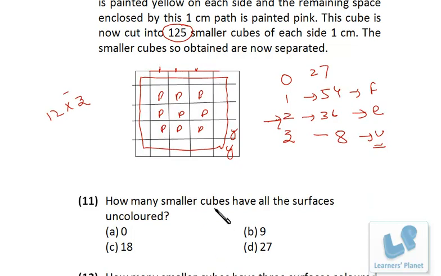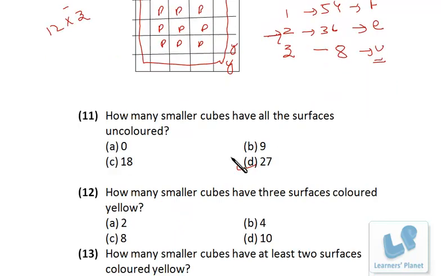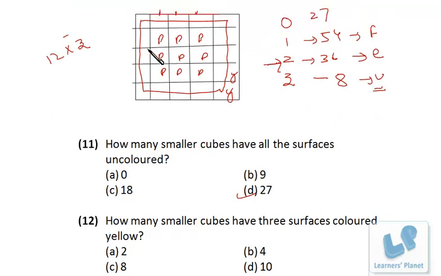Now the first one, how many smaller cubes have all the surfaces uncolored? 0, that's 27. How many smaller cubes have 3 surfaces colored yellow? See, all the corner pieces are yellow colored and they are having 3 faces as colored, that we have already calculated. So in all there are 8 pieces, right?